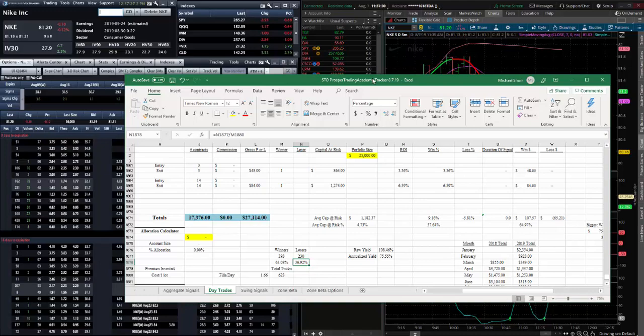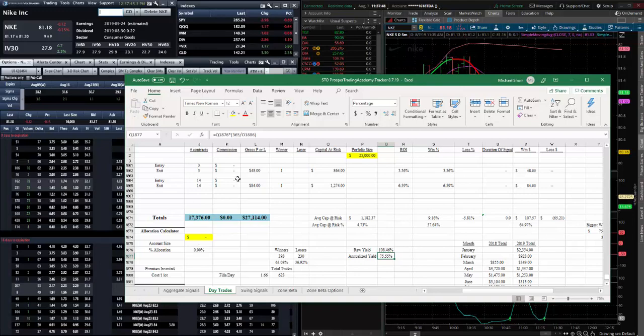Equally as important is, when I'm right, it's on average 9.16%. And when I'm wrong, I lose 5.81%. Those two things translate into, right now, an annual yield of 75.5.